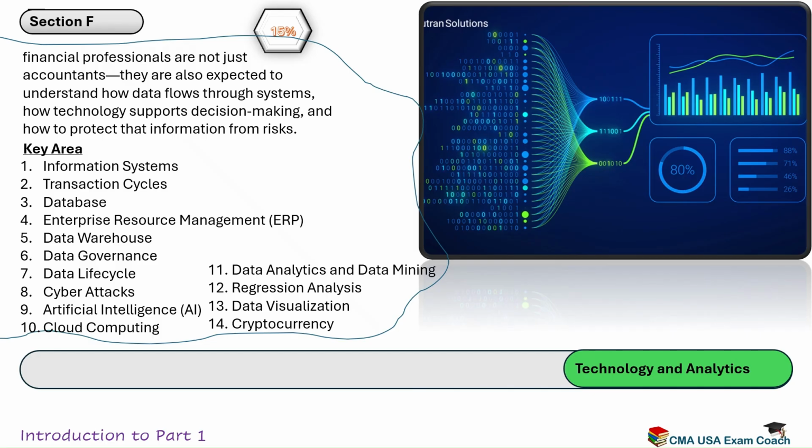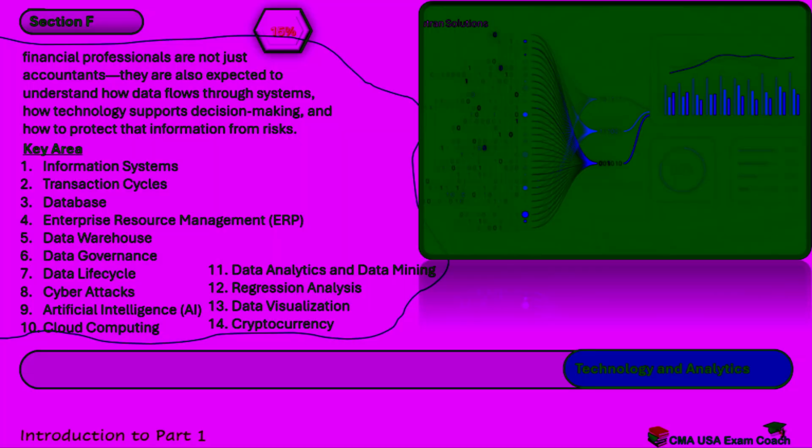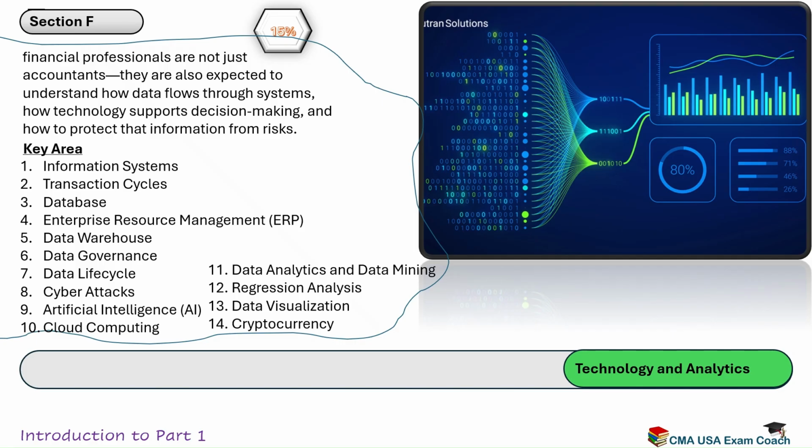Next, data warehouse. A data warehouse is a large central storage system that collects data from multiple sources within the organization. It allows management to analyze historical data and identify trends. For example, a company might use data from sales, marketing, and finance to forecast future demand.